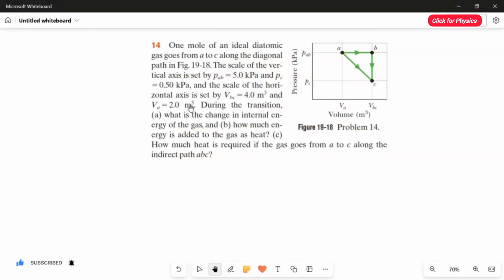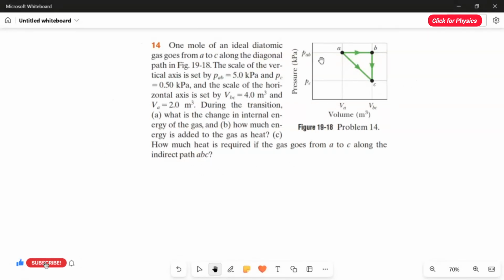During the transition, what is the change in internal energy of the gas, and how much energy is added to the gas as heat, and how much heat is required if the gas goes from A to C along the indirect path ABC?